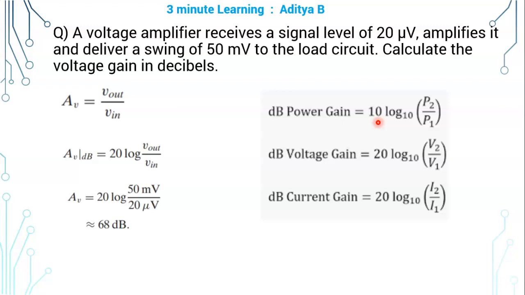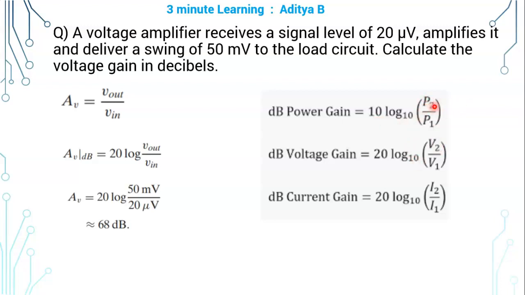If you see power, it is the product of voltage and current, or you can also write it as V square by R or I square into R. If you consider normalized resistance of 1 ohm, then power is nothing but V square or I square.